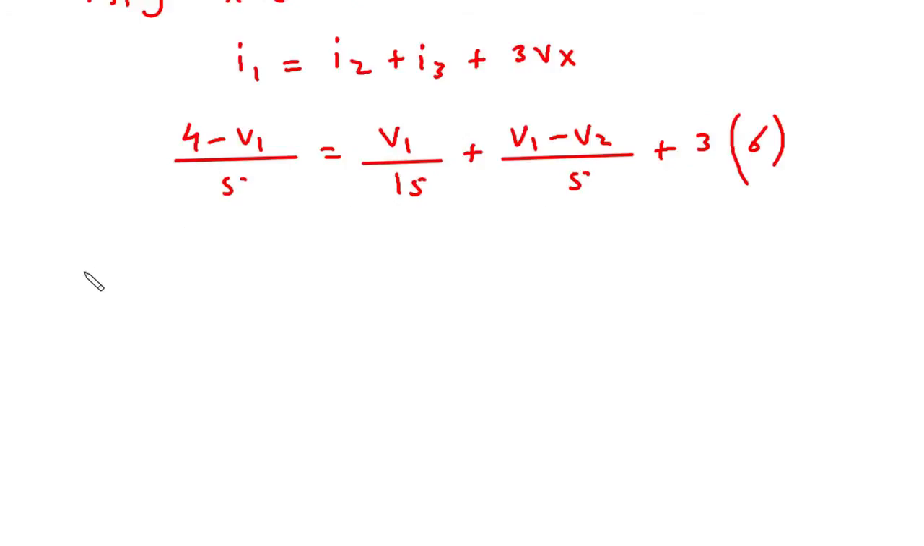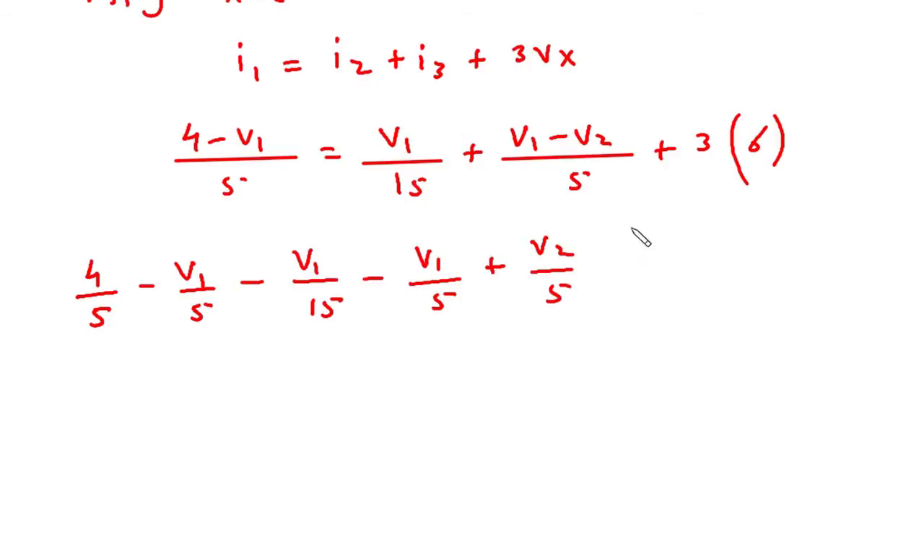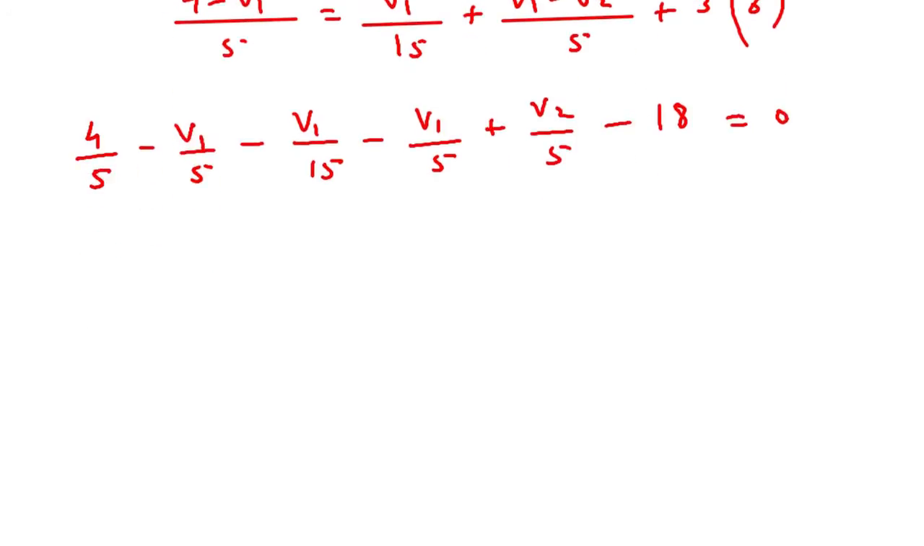Now this will be 4 by 5 minus V1 by 5 minus V1 by 15 minus V1 by 5 plus V2 by 5, then this will be minus 18. When this 3 into 6 goes on the left side, this will be minus, is equal to 0.